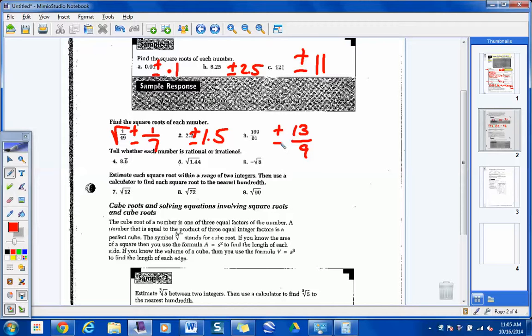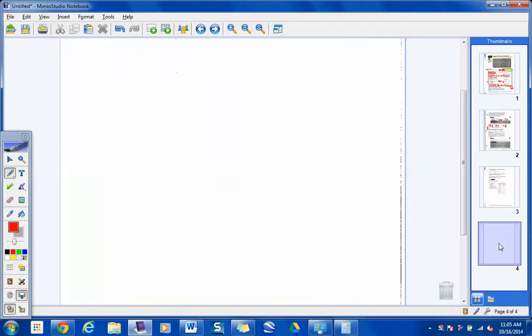Pretty easy, isn't it? Okay, now the part that I think we really need to focus on is right here. This part can be goofy. What's rational, what's irrational? What I would like you guys to do, isn't the back page blank for you guys? Yeah. Okay, go to the back page. Rational versus irrational.